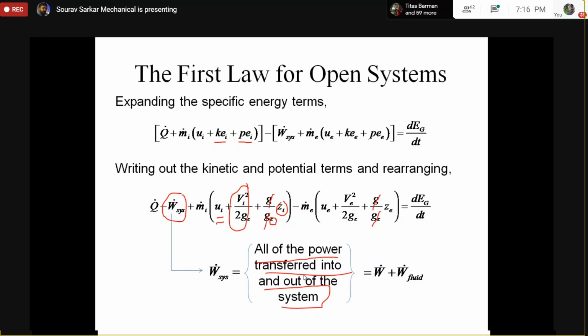So what I can write is that this system work can have two components. One is W dot, the other is W dot fluid. This fluid work is basically called the flow work. What is flow work? I will tell you later. This part is the regular work output: what I am getting at the turbine, what I am getting at the compressor, all of this is the mechanical work output. But there is also another component called the fluid work. Now I will explain what the fluid work is. This part is a little bit tricky, please pay attention.